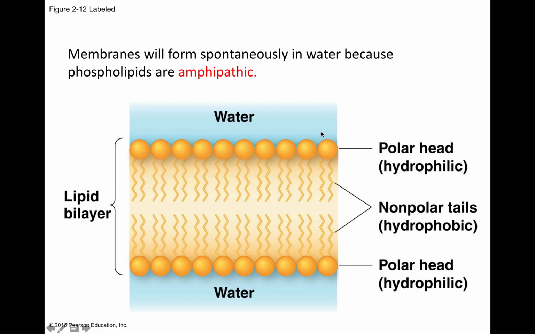So this will spontaneously form, and this has to do with how we think the first cells formed, by this barrier being set up by amphipathic molecules such as phospholipids.